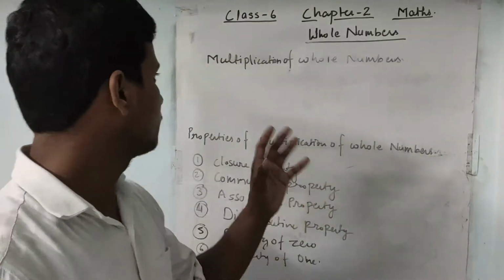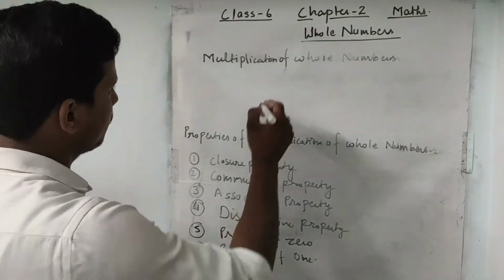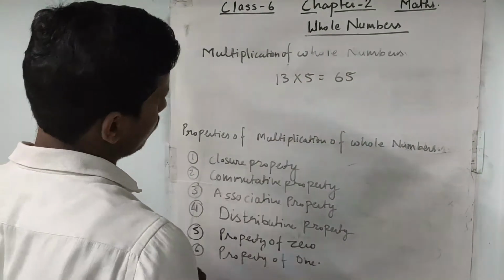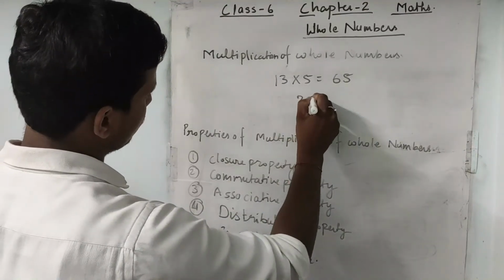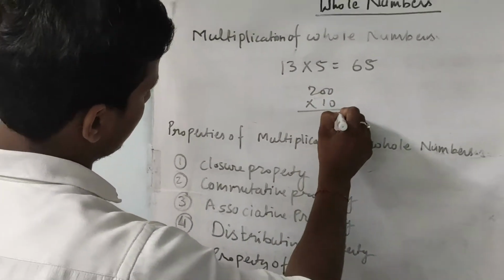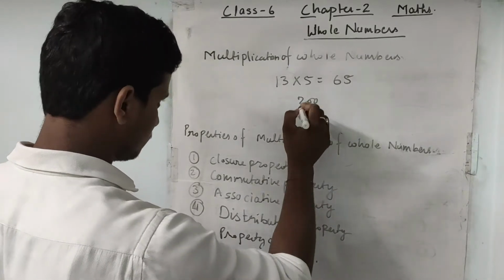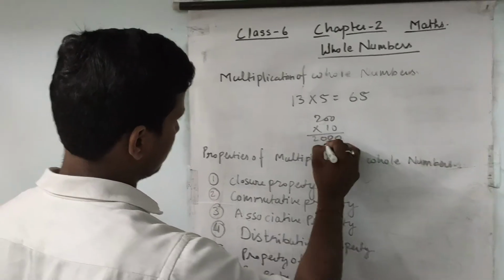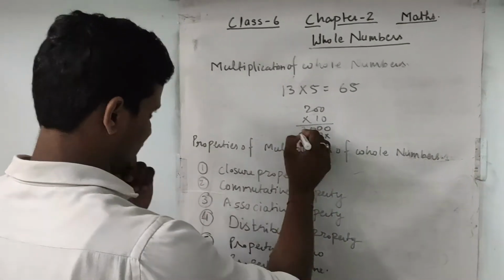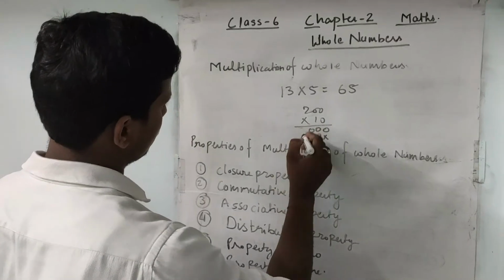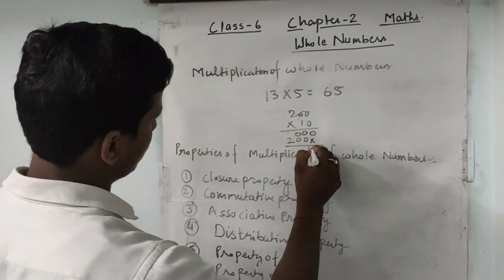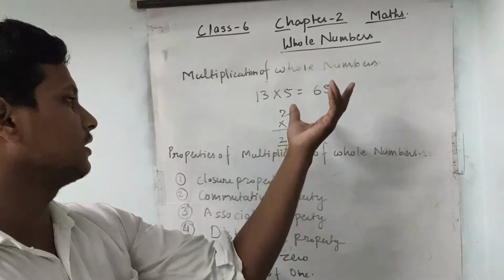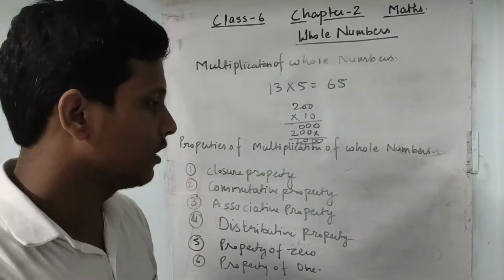So the next part is multiplication of whole numbers. Like if we multiply the whole numbers, 13 into 5, we will get 65. Another thing, 200 multiplied by 10: 2, 0, 0, and then 10 gives 2000. So 2000 will be our result. There are two methods of multiplying: one is the horizontal method and another is the column method.